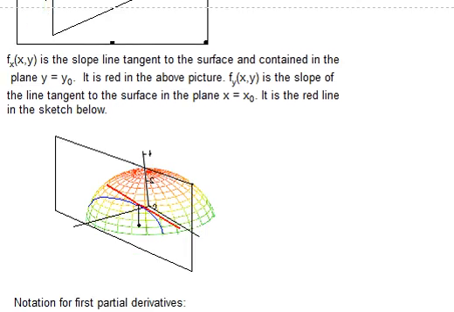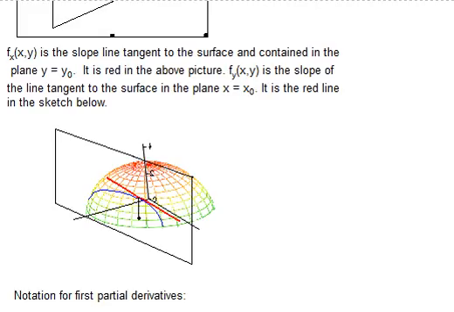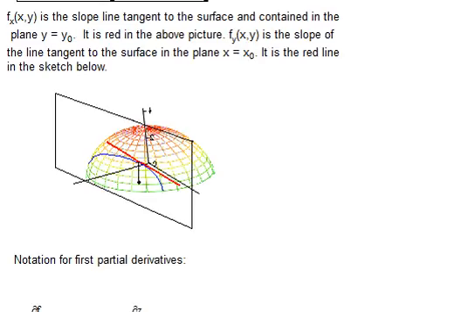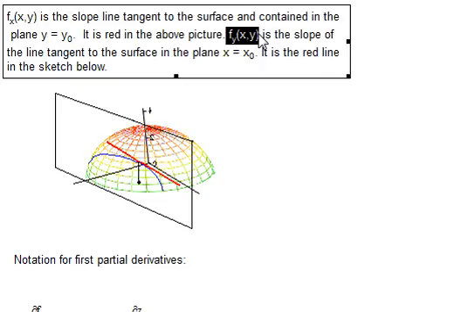Now, let's flip over and say, what about a partial derivative with respect to y at that point? Well, in the picture, f sub y of xy, or the partial derivative of f with respect to y at xy, is the slope of the tangent line to the surface in the plane x equals x sub 0.